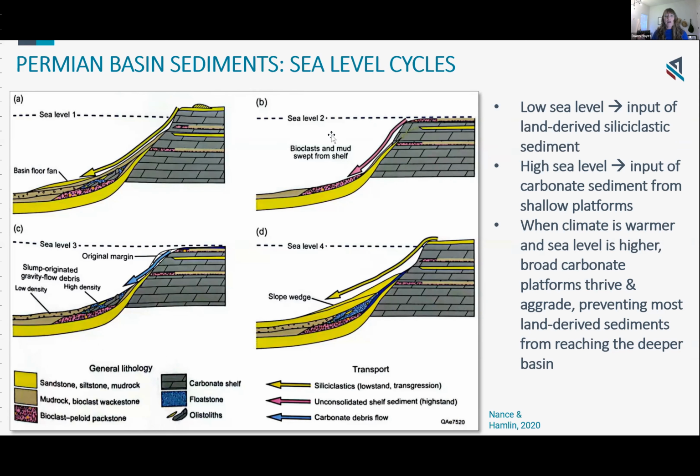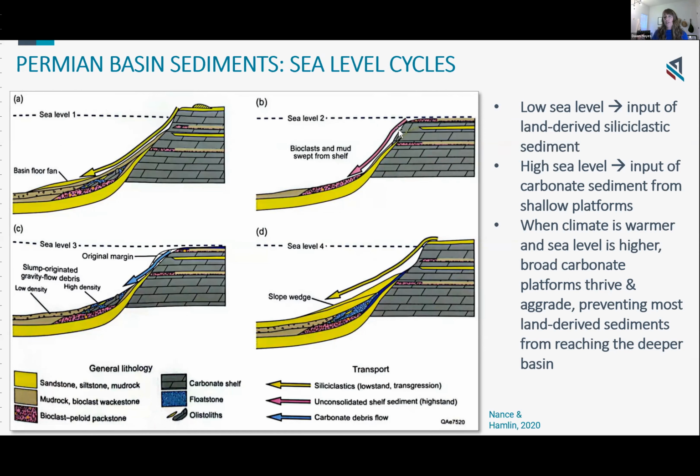basin for miles. If we drop our sea level in a time like this, we're going to get sediments coming out farther and farther and farther into the basin. If we have a higher sea level, those carbonate platforms get flooded on the shelf here, and carbonates start to build. So when climate is warm and sea level is higher, those carbonates are very, very happy, I guess we'd say, and they aggrade, and that prevents the siliciclastic sediment from land getting across the basin.